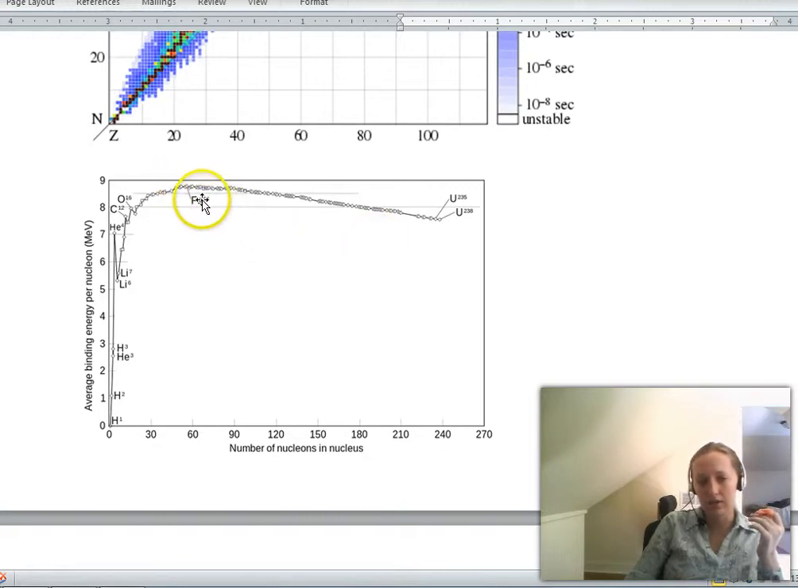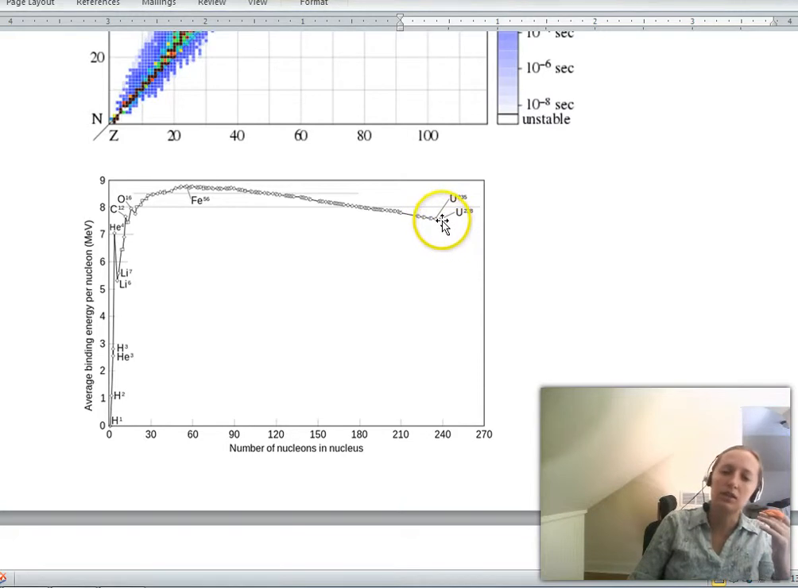Whereas these uranium elements can get formed during a supernova, but that's not happening in normal star stuff. And so these are the ones that we focus on for our fission reactions, like atomic bombs and nuclear power plants and stuff.